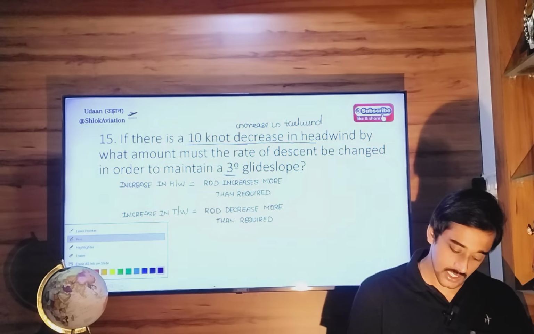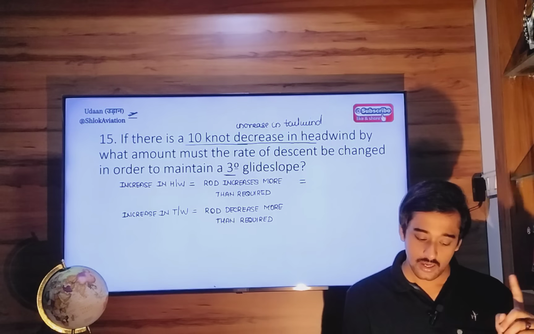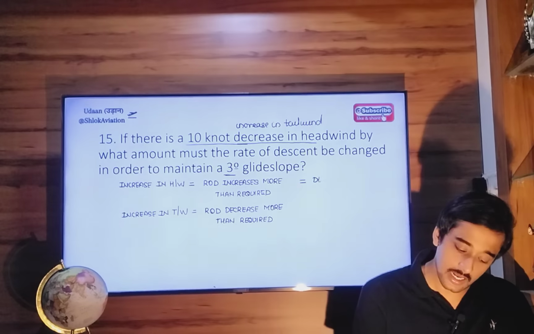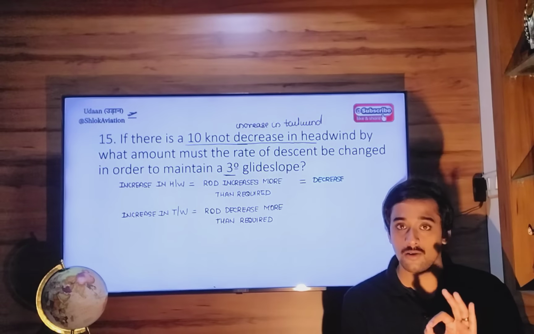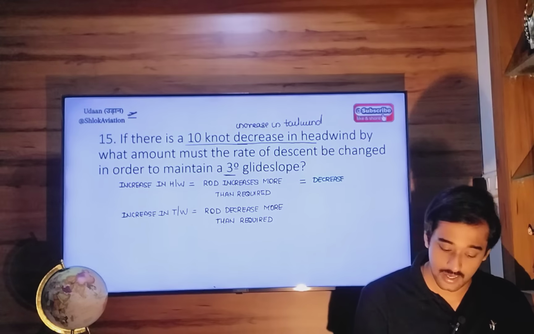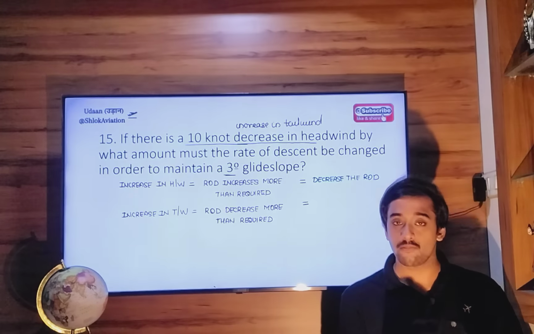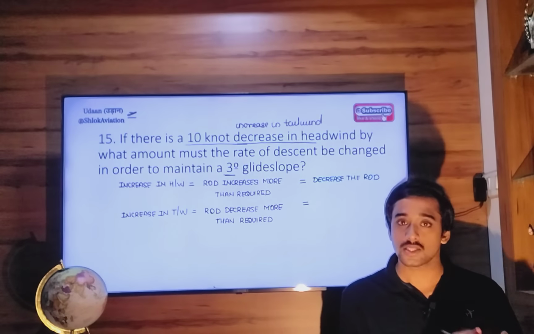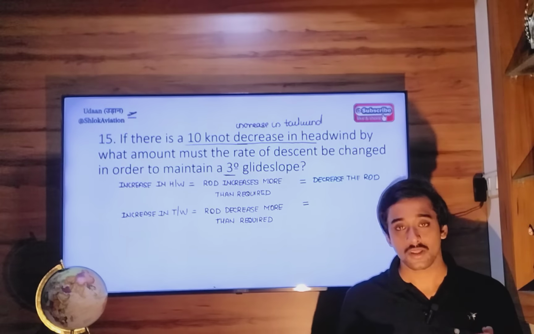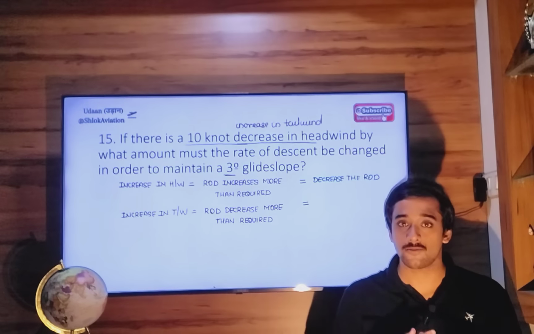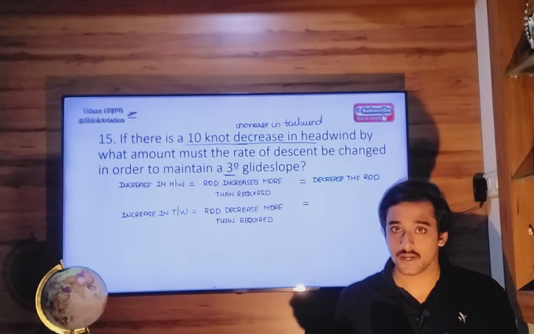Now what is the solution? When rate of descent increases more than required, when it is excessive, as a pilot, you will decrease that excessive rate of descent. You will curtail it. You will prevent that from happening. And if a tailwind component decreases your rate of descent, the solution will be the exact opposite. You will decrease engine power, and you will help your aircraft achieve a proper stable rate of descent.